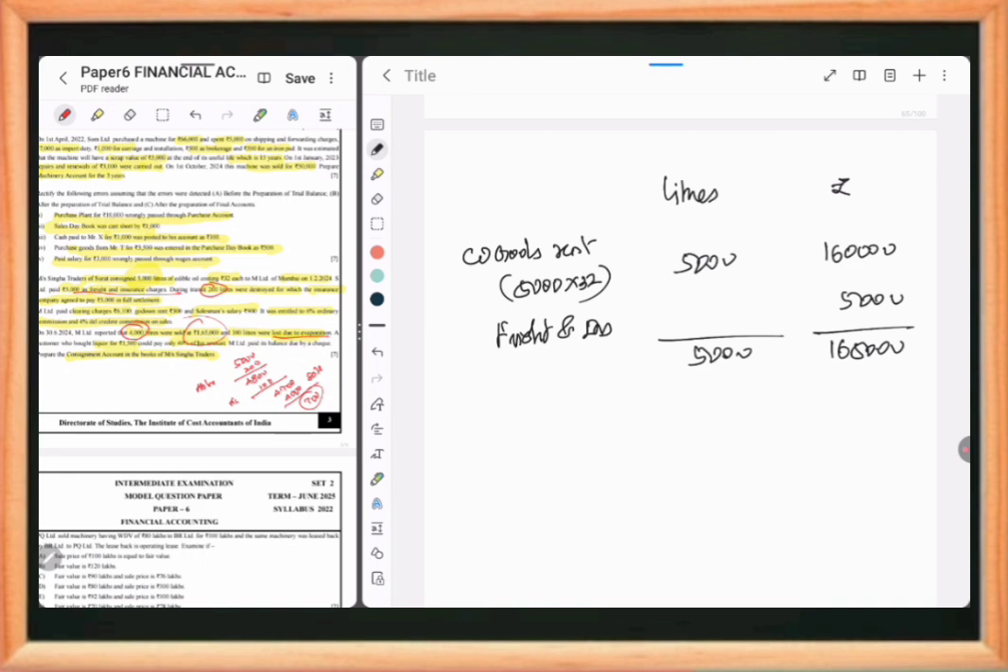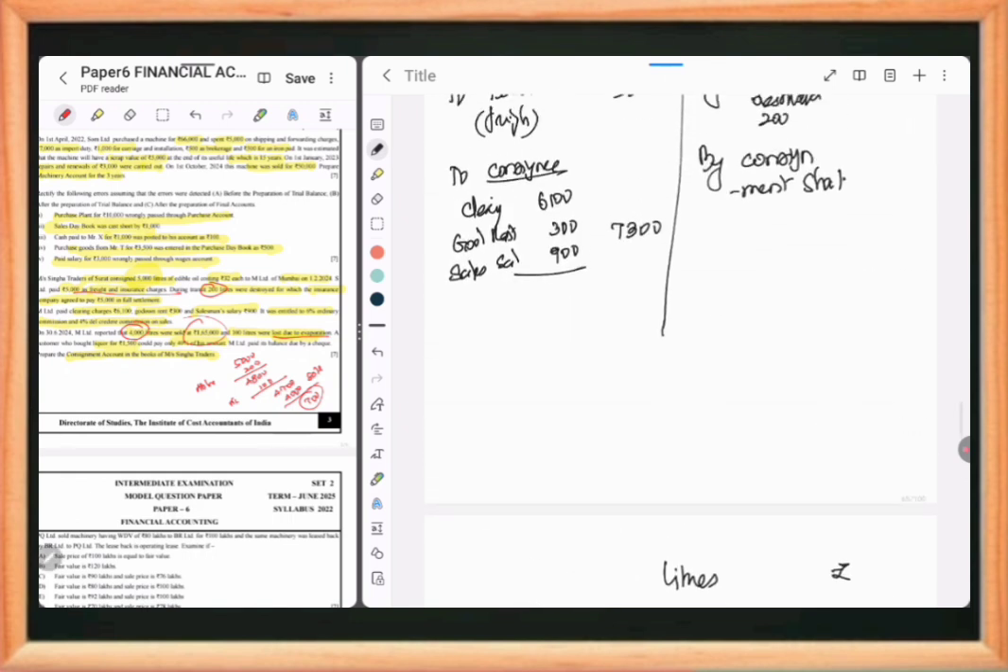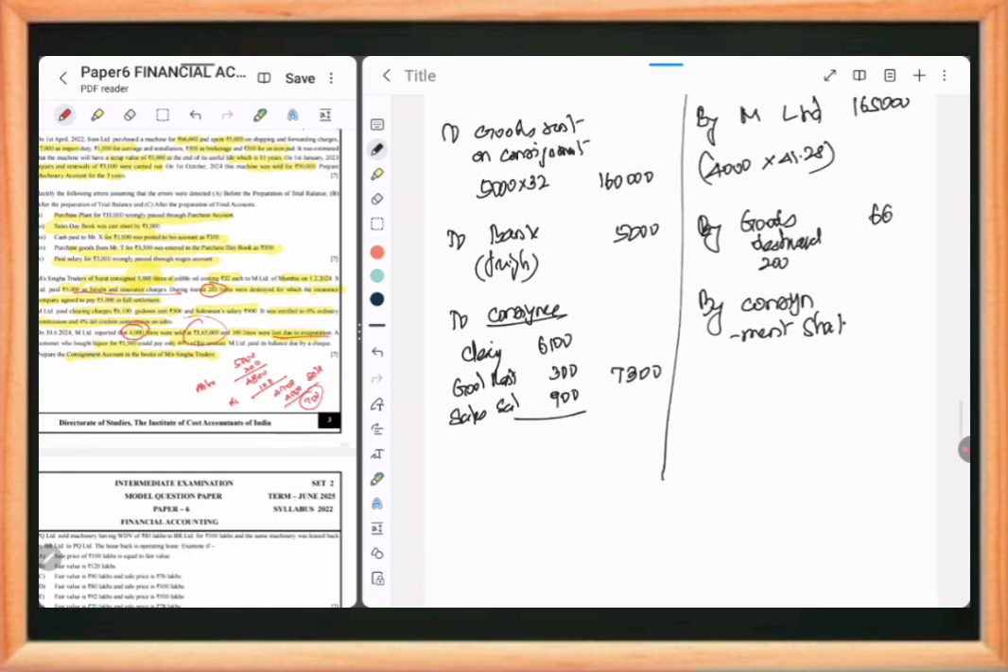Actually, how much was destroyed? 200 units. How do we calculate it? For 5,000 units, the total cost is 1,65,000. During transit it was lost. So for 200 units, I mean liters, what is the value? 1,65,000 divided by 5,000 into 200, that is 6,600 rupees. This is the abnormal loss. So you have to mention here abnormal loss 6,600 rupees.